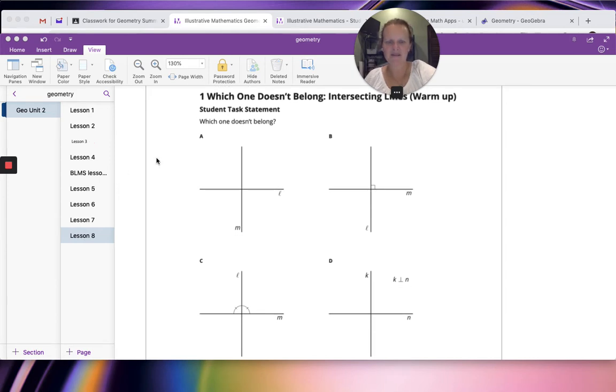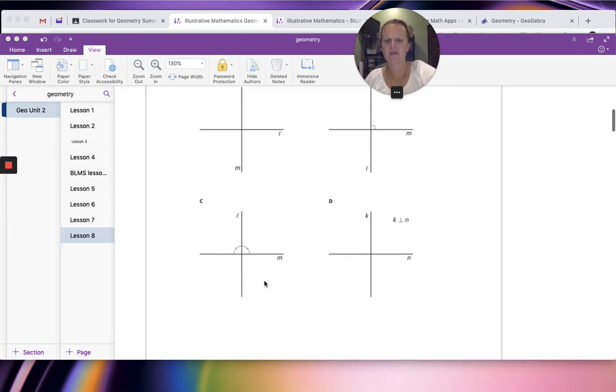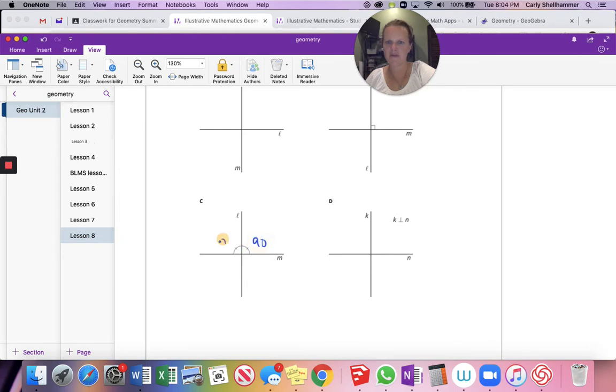So which one doesn't belong? Here I have two lines intersecting. Here two lines intersect and they intersect at a perpendicular angle. Here two lines intersect and this angle is equal to that angle. Well, if a whole line is 180 degrees and I break that into two equal angles, they're both 90. So those are the same. And here, K and N, they're perpendicular, so I can make that mark or I can make that mark.